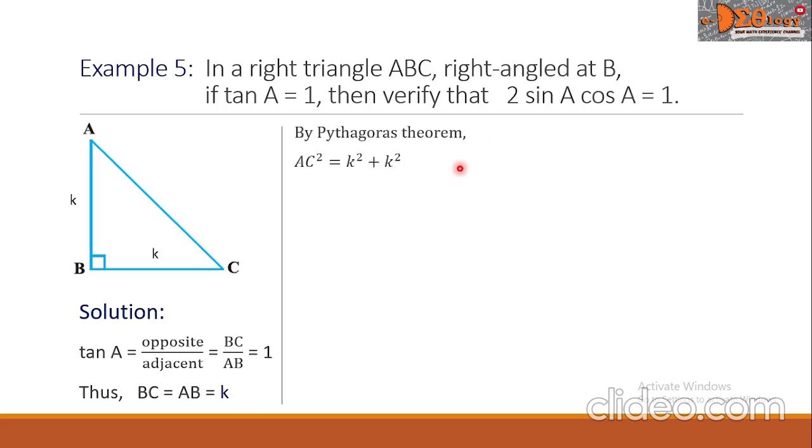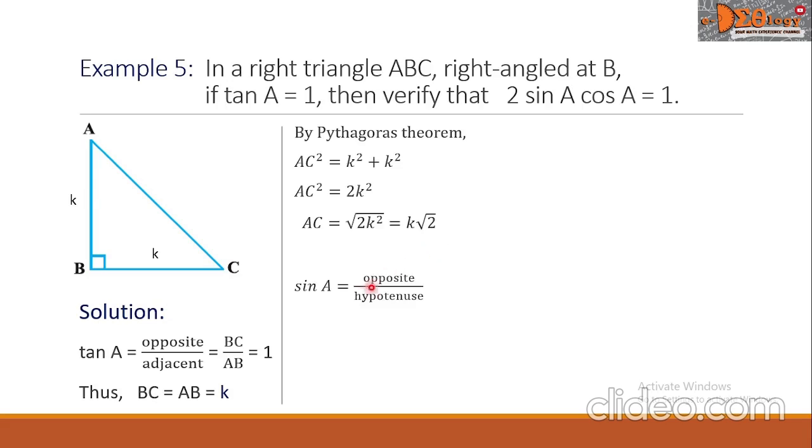Now, by Pythagoras theorem, we write the hypotenuse, which is the side AC, squared, equals K squared plus K squared. The right side is simplified into 2K squared. Then we will take the square root of both sides. The left side becomes the side AC, that is the hypotenuse, equals the square root of 2K squared, which we can simplify as K square root of 2.